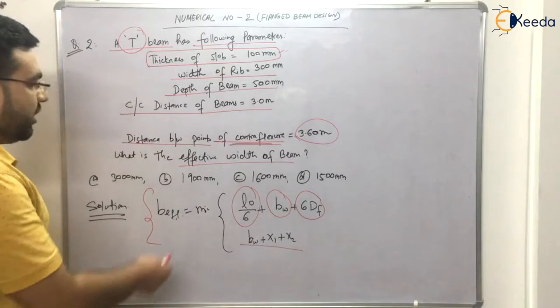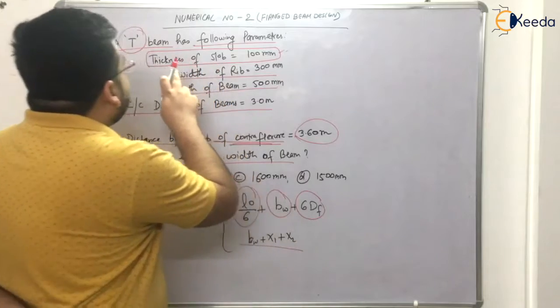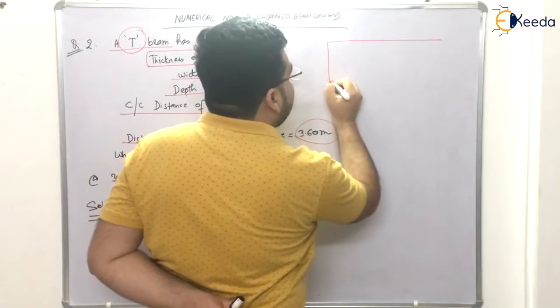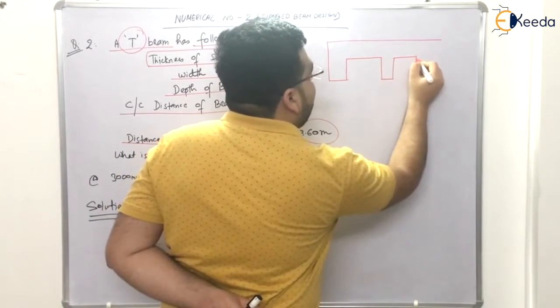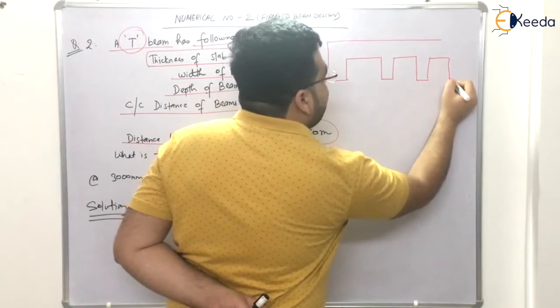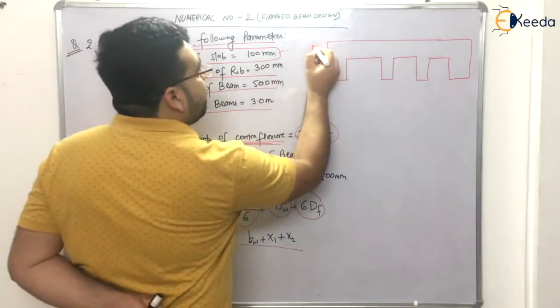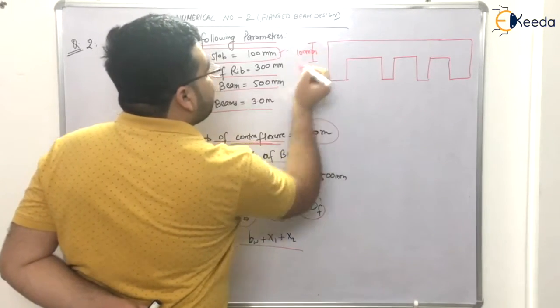So first of all, let me draw the figure. The figure would be like this. Let us say this is a slab, this is an L beam, and here we have T beams, again we have an L beam, like this. Now the thickness of the slab is 100 mm. Let us say this is 100 mm.